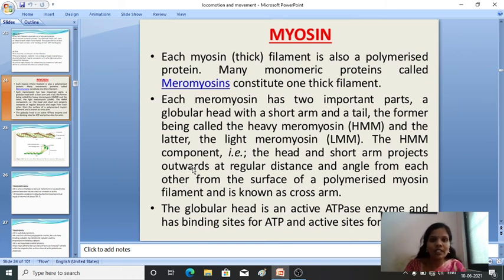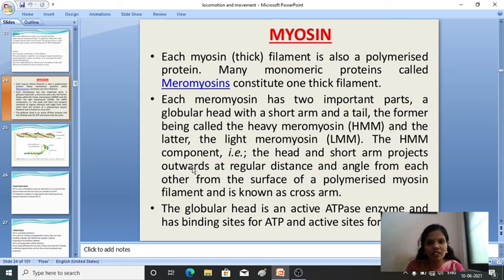Fine. In myosin, the filaments are also polymerized proteins, and many monomeric proteins are present, commonly known as meromyosins, which together make up one thick filament. Each meromyosin has important parts: the globular head, the short arm, and the tail. These are the parts associated with the structure of myosin.